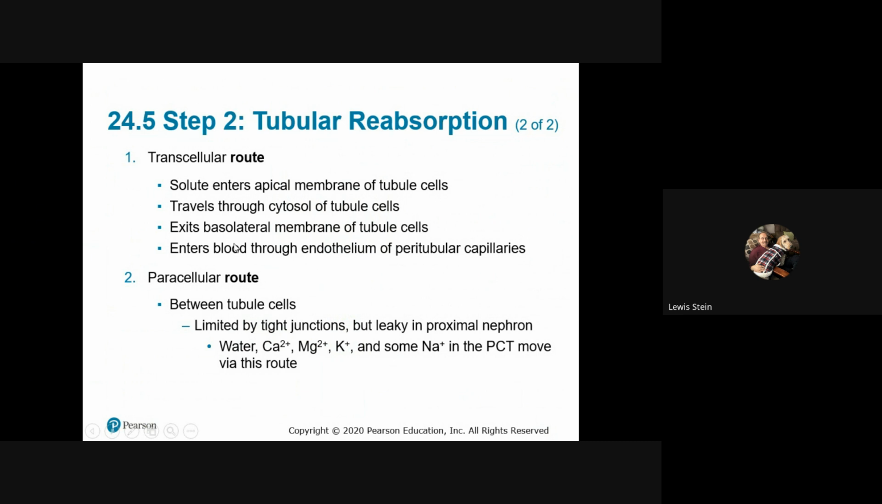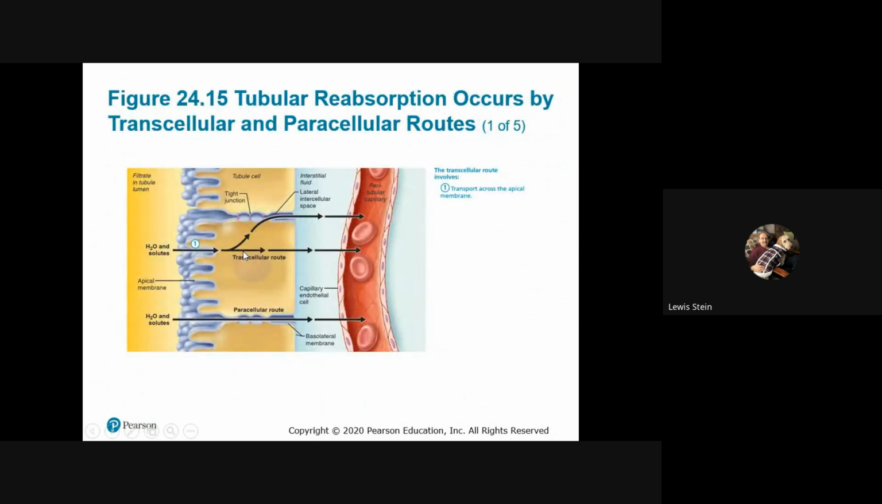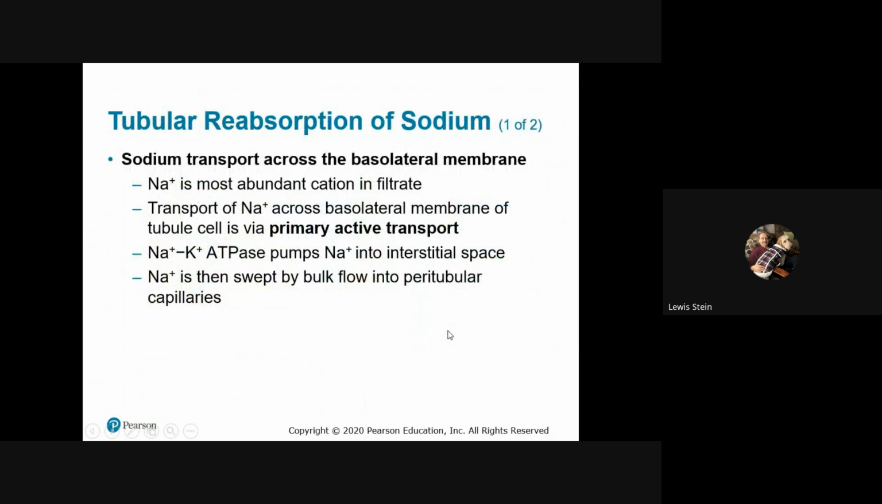which is very useful. And you have different routes. Transcellular, the cell is more or less a conduit. Paracellular, between the cells, depending on tight junctions, but there are leaky areas: water, calcium, magnesium, potassium, some sodium in the proximal convoluted tubule move this way. Ions and water are very tiny particles, comparatively speaking. They're just showing you the different routes, and you can follow those easily.